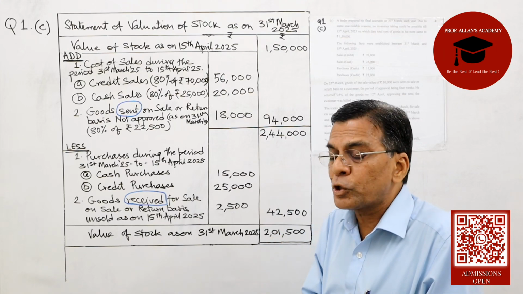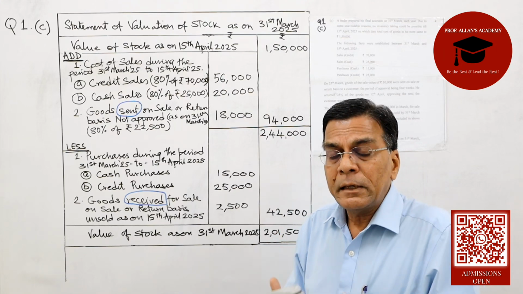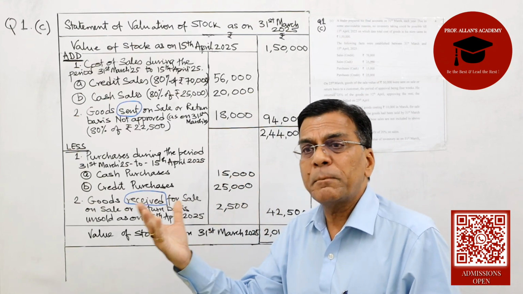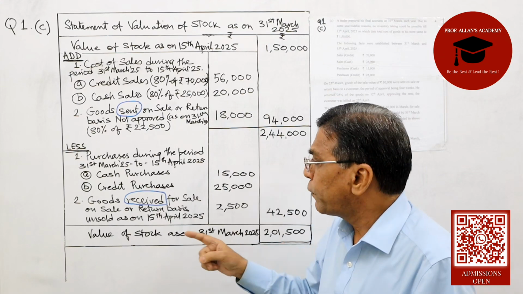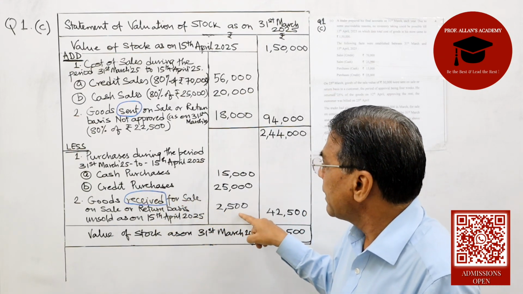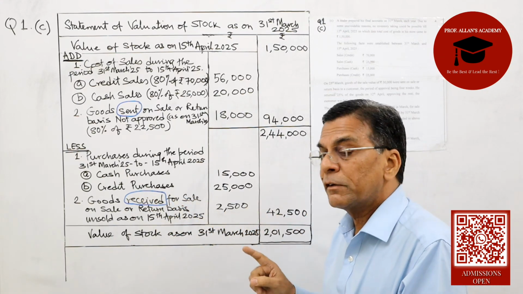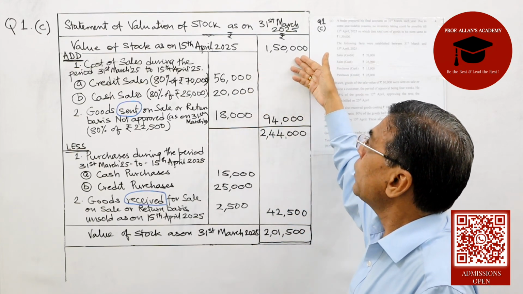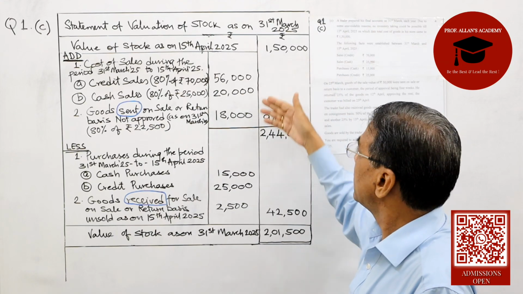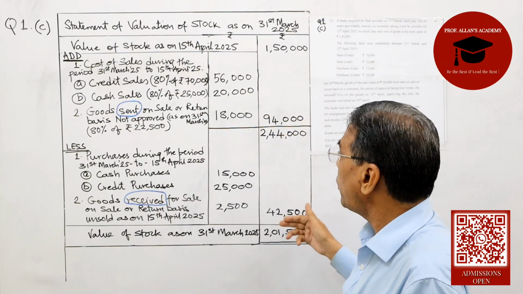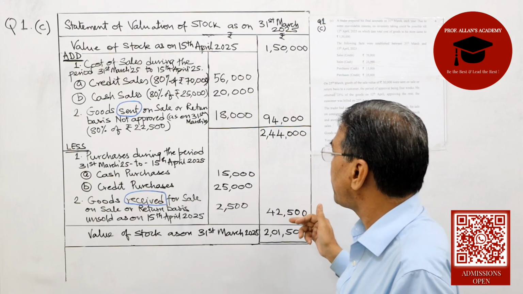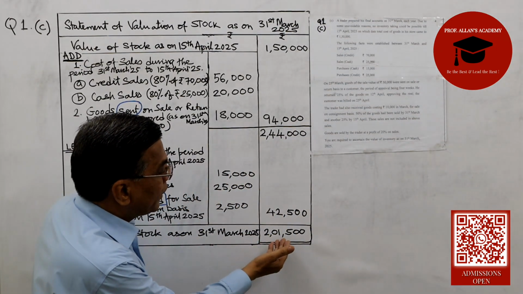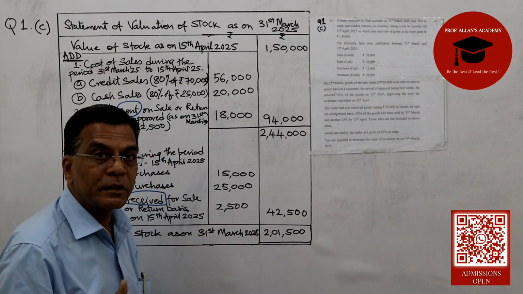But this unsold portion is not the stock of the business. It is a third party's. Therefore, we will have to reduce it, and the amount is 2,500. So the stock taking on 15th April 1,50,000, your additions come to 94,000 and your subtractions come to 42,500. So the value of your stock on 31st March 2025 is 2,01,500.